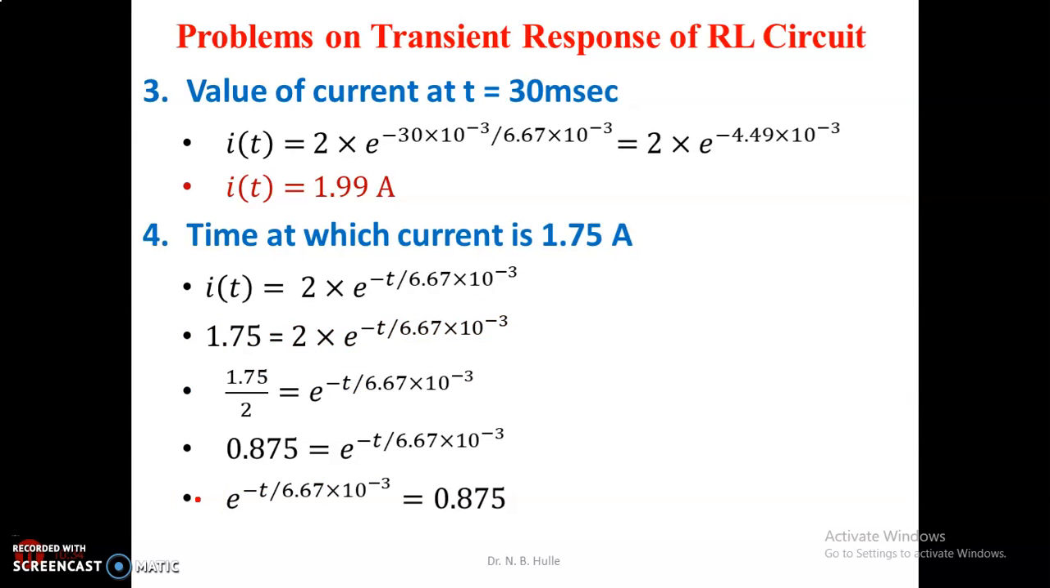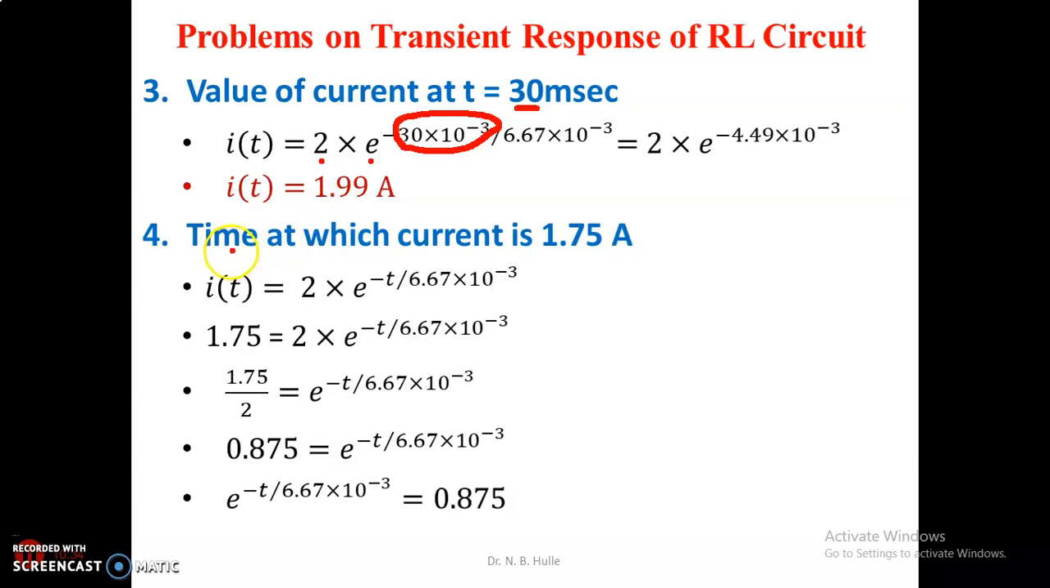The third point is the calculation of the current at t equal to 30 milliseconds. We substitute the value of t as 30. Here, i of t is equal to 2 into e raised to the power of minus t by tau, and we substitute the value of t as 30 into 10 to the power of minus 3, remaining everything the same. Simplifying this expression, we get 2 into e raised to the power of minus 4.49, and finding this value, it comes as 1.99 amperes. That is the current i of t at t equal to 30 milliseconds.